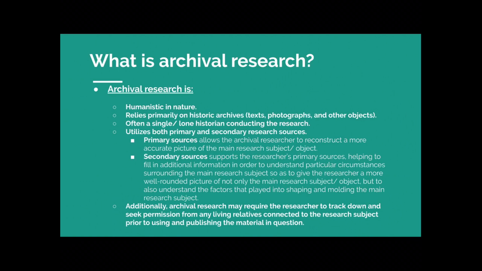It's humanistic, so it's basically researching human things. It includes documents like letters and firsthand experience, journals that people find. It relies primarily on historical archives like texts and photographs, other objects. I know in the university archives there are things like recipes to Taco John's, like their secret sauce or their meat mix, I think.